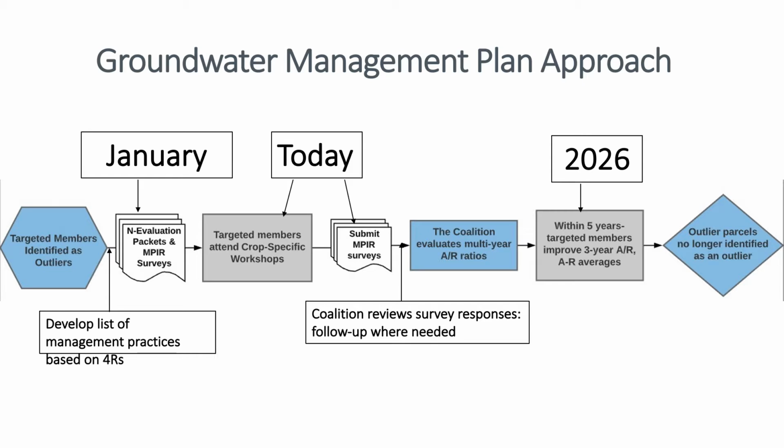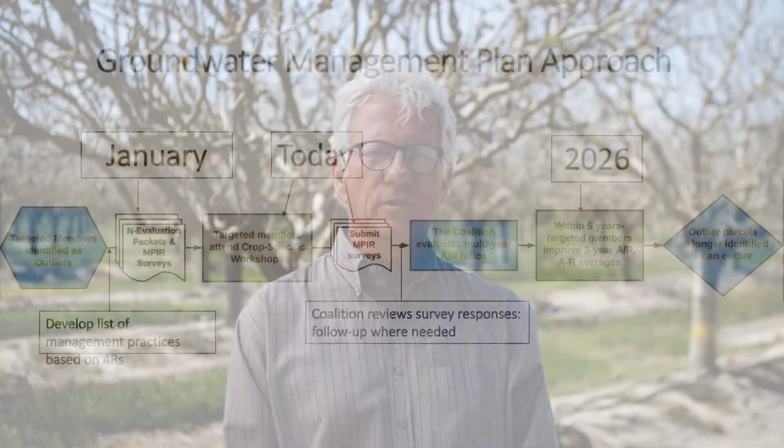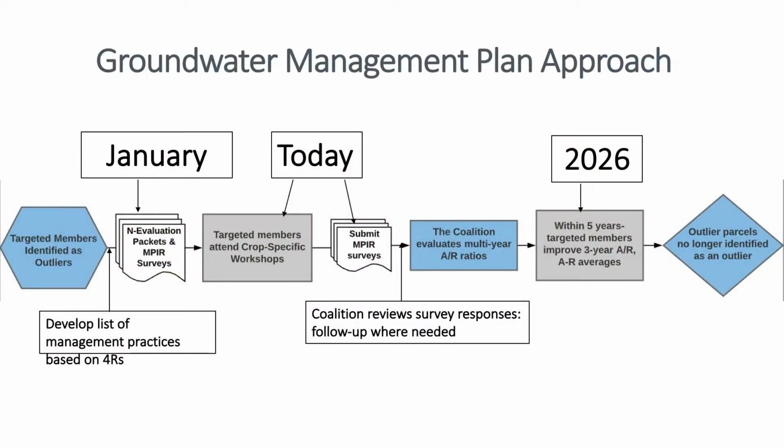We're having these meetings now. We will be tracking your information over time. So after this meeting and you've watched this video, you will have a management practice implementation report to fill out. And this is just a several-page survey on management practices that you are using or may consider using in the future. And then we will come back in 5 years and reassess your progress over that period of time to see if the fields are still ranking in an outlier designation. And if there's no improvement, there is a chance that we may end up having to turn over names to the Regional Water Board, but we're a long ways from that.